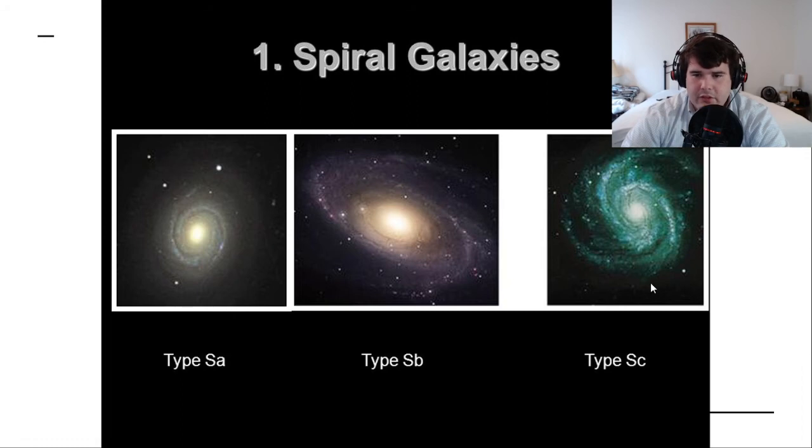So they're all spiral galaxies, but some of them are more defined, and you don't need to be able to tell them apart. I don't know if I could tell them apart. But just understand that's what they're talking about.